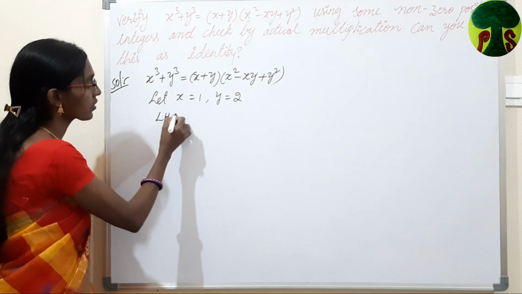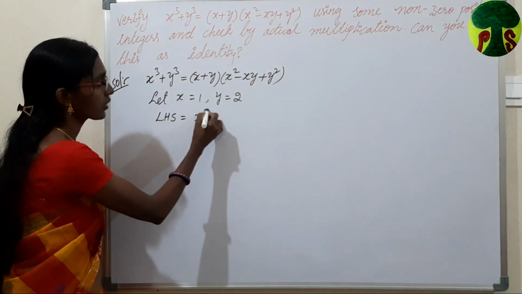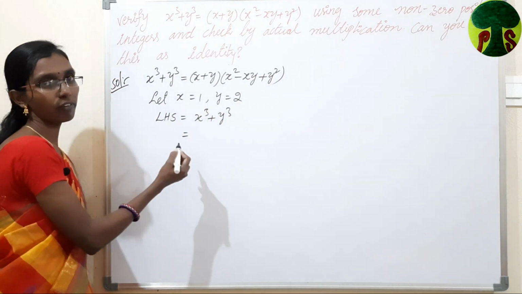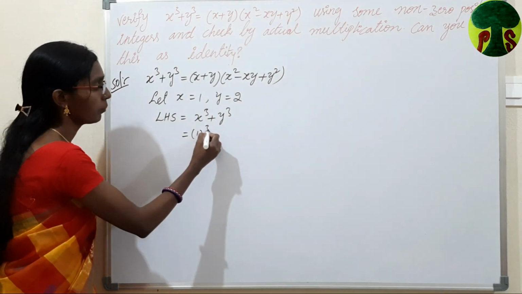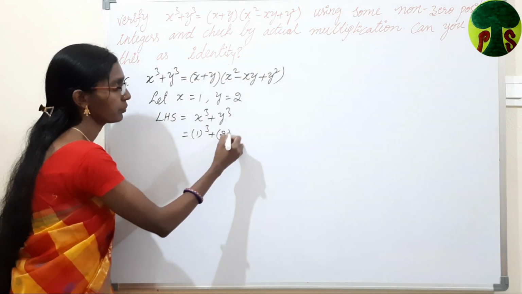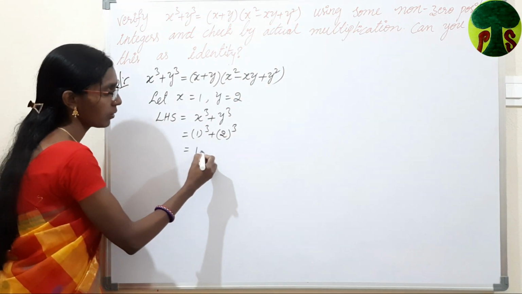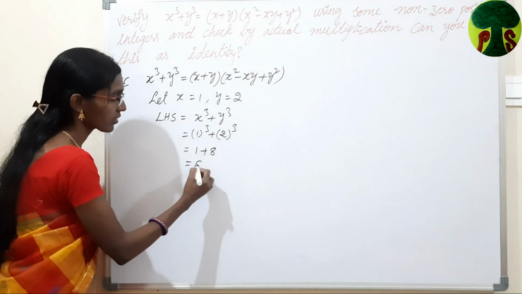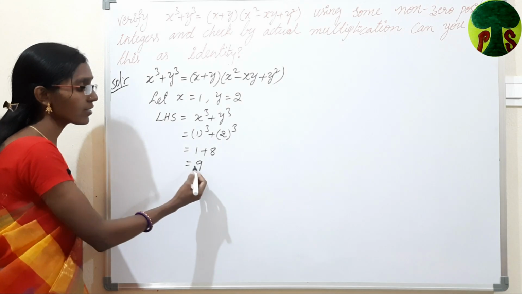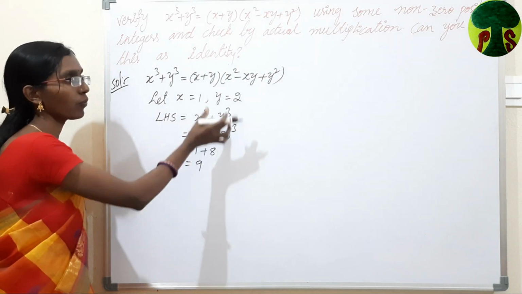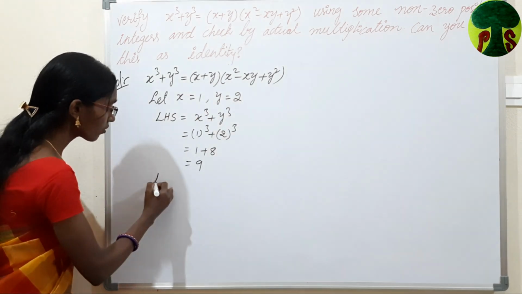So LHS is equal to x cube plus y cube, which is equal to, in the place of x we have to write 1, so 1 cube, plus in the place of y we need to write 2, 2 cube. 1 cube is 1, plus 2 cube is 8. 1 plus 8 is equal to 9. This is the value of LHS. Now we have to find the value of RHS.